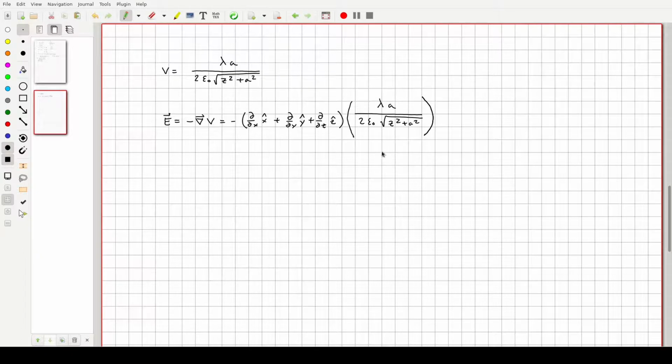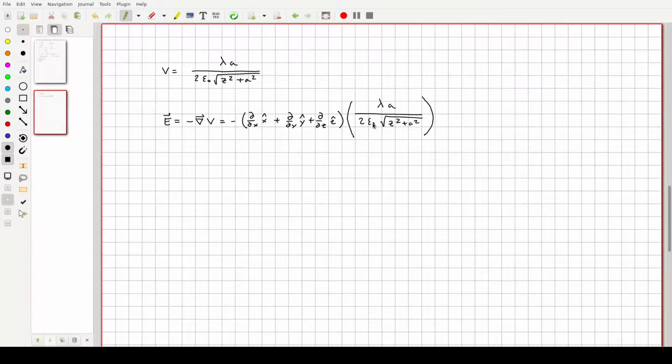Now, if you look at what the potential looks like, the only variable that we have here is z. Z is how high above the hoop we were. A is the radius of our hoop. You could consider that to be a variable as well, perhaps, but x, y, and z here refer to the location that we're interested in and not the location of the charge distribution.